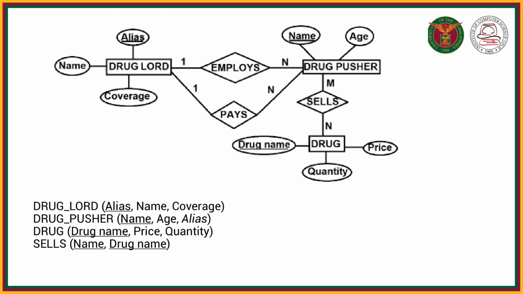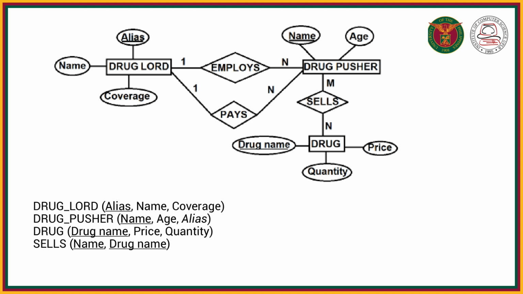And then we create a relation for drug pusher. So name, which is our primary key, age, and since this has a one-to-many relationship with the drug lord through employs and pays relationship type, we will just add the primary key of drug lord to the relation of drug pusher as a foreign key. So we have your alias in italics. So this foreign key will represent both the relationship employs and pays, since parehas naman silang one-to-many.